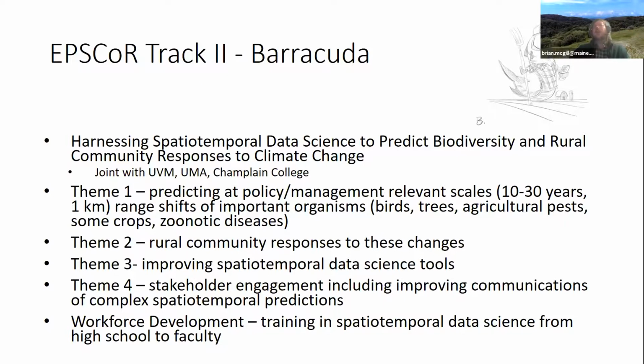predicted where they're going to be 100 years from now or 200 years or 80 years from now, but that's not a very policy or management relevant time scale. So we're really trying to up the game and make predictions in the 10, 20, 30 year decadal time scale and at a 1 kilometer spatial scale. And so we're really having to incorporate some of these issues of the landscapes that they're moving through, what the dispersal processes are.